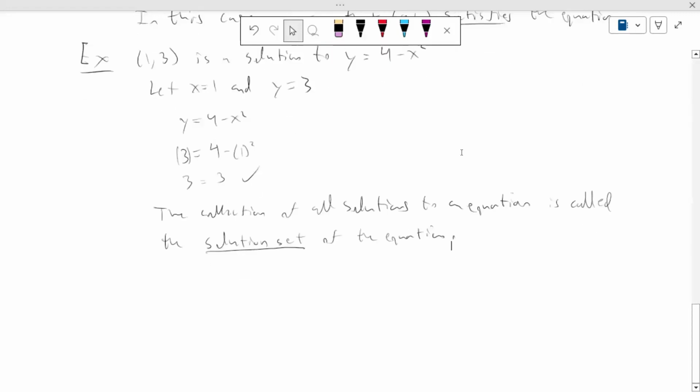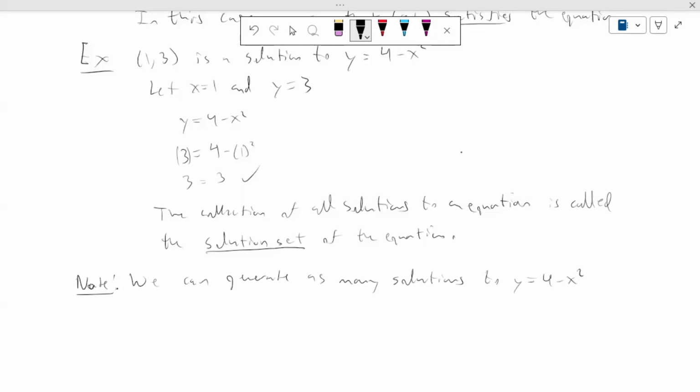So we're going to talk a little bit about solution sets in a bit. But I want to talk about graphs right now. Before we can talk about a graph, let's make the following note. Note this. We can generate as many solutions to y equals 4 minus x squared as we want.